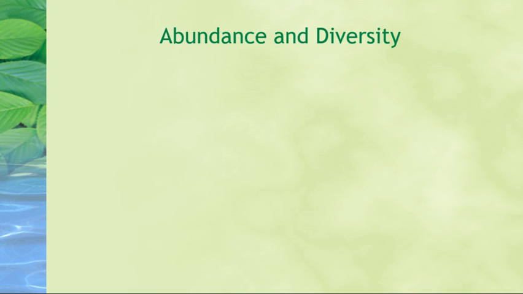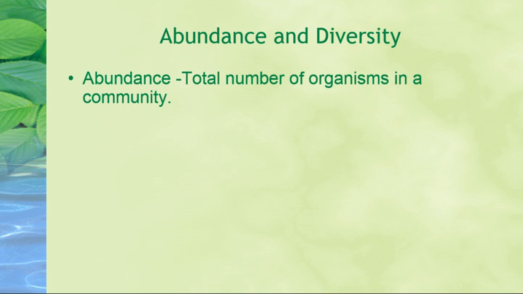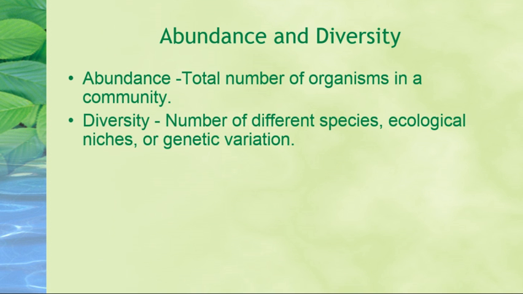Now, talking about species, there are two different quantities that you need to understand. There's abundance and there's diversity. Abundance is the total number of organisms in a community, right? So if you look at upper school, there are 485 girls in upper school. That is your abundance. Diversity is the number of different species, ecological niches, genetic variation, whatever.